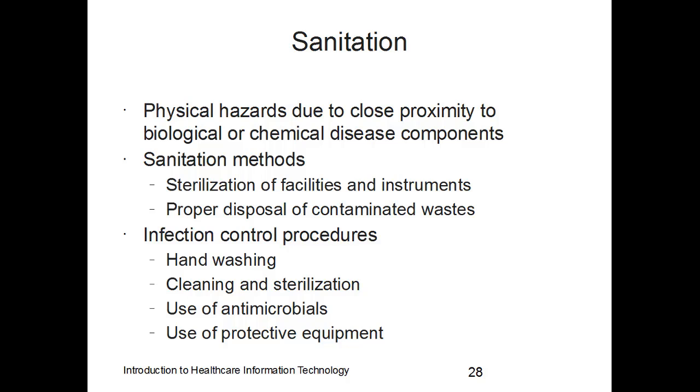Now we'll talk about sanitation. Some methods of sanitation include the sterilization of the facilities and instruments that are used, and also the proper disposal of contaminated waste. Other methods of sanitation include infection control procedures, such as hand washing, cleaning and sterilization of linens and instruments used, the use of antimicrobials, and also the use of protective equipment: gloves, masks, gowns, and so on.